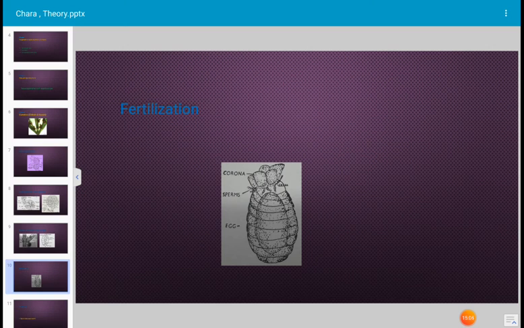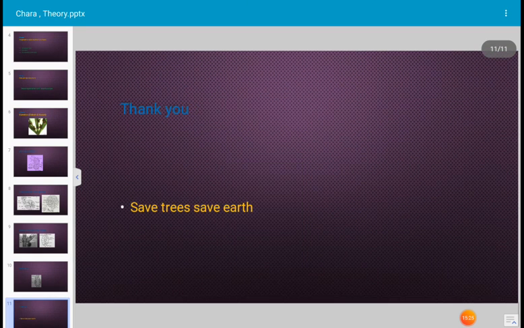The Chara plant is haploid and represents the gametophytic stage, while the zygote is the only diploid part of the life cycle, and thus there is no regular and well-marked alternation of generations in Chara. This is all about fertilization in Chara. Next, thank you very much.